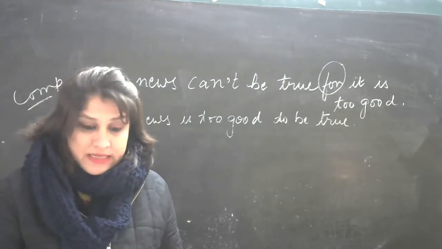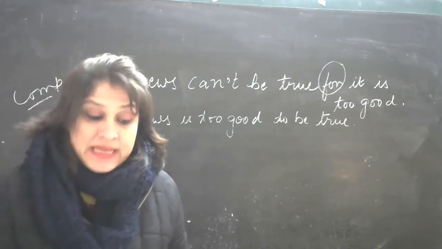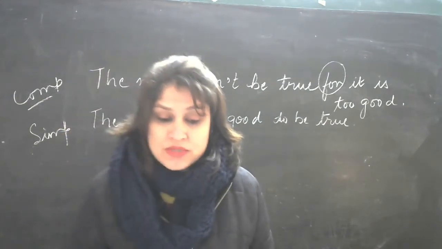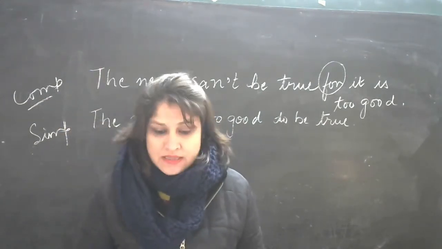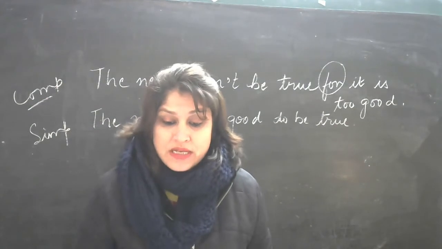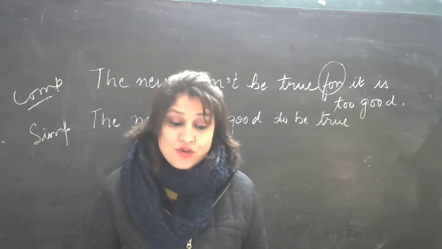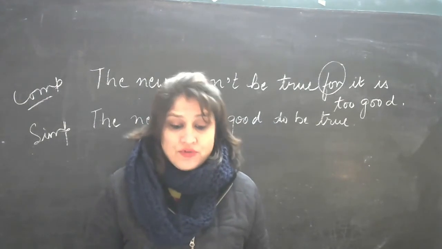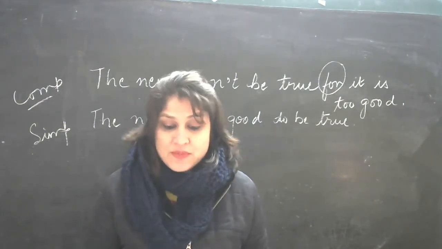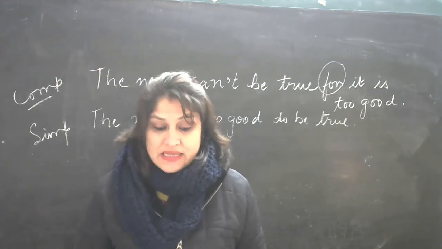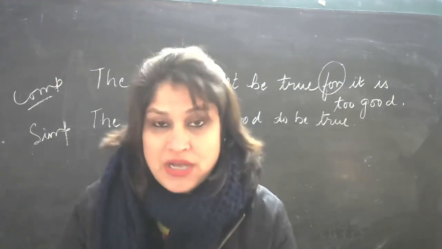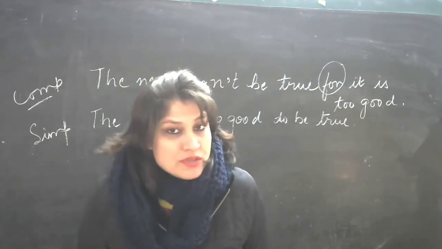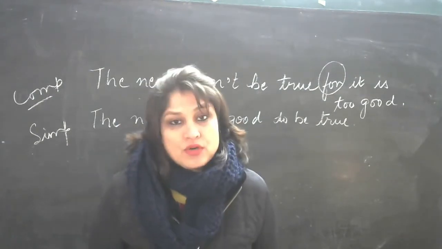Come to page 181. It says a simple sentence can be transformed into a complex sentence by substituting a subordinate clause in place of a word or phrase. A noun or an adjective or an adverb can be replaced by a clause bearing the same meaning. I hope you remember the chapter clauses. We've already done it. So we've learned about noun clauses, adjective clauses, and adverb clauses.